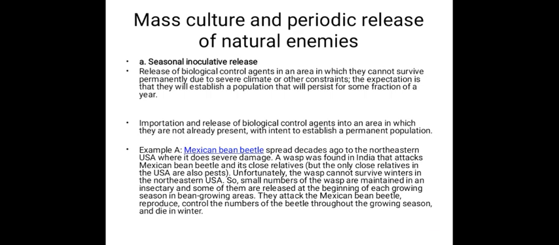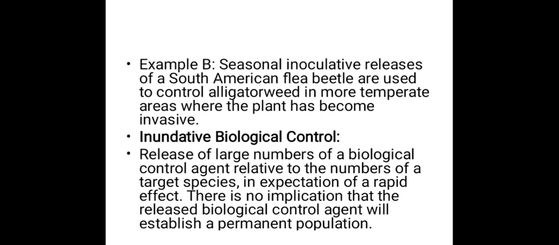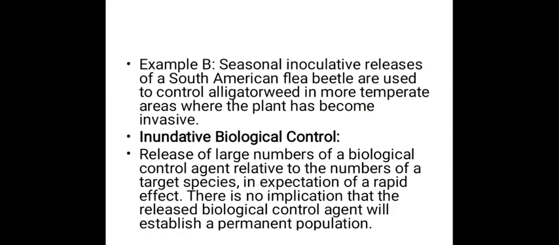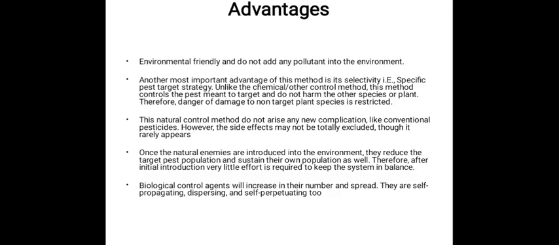Seasonal inoculative release, example B. Seasonal inoculative release of a South American flea beetle is used to control alligator weed in more temperate areas where the plant has become invasive. Then inundative biological control: release of large numbers of biological control agents relative to the numbers of a target species in expectation of rapid effect. There is no implication that the release of the biological control agent will establish a permanent population.